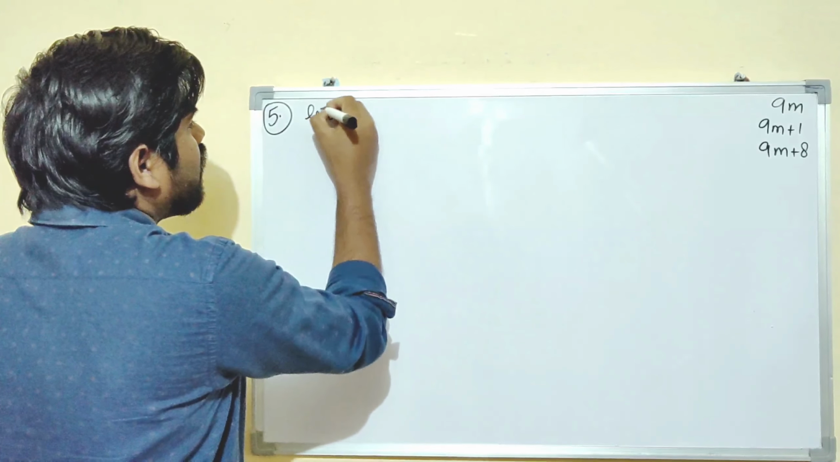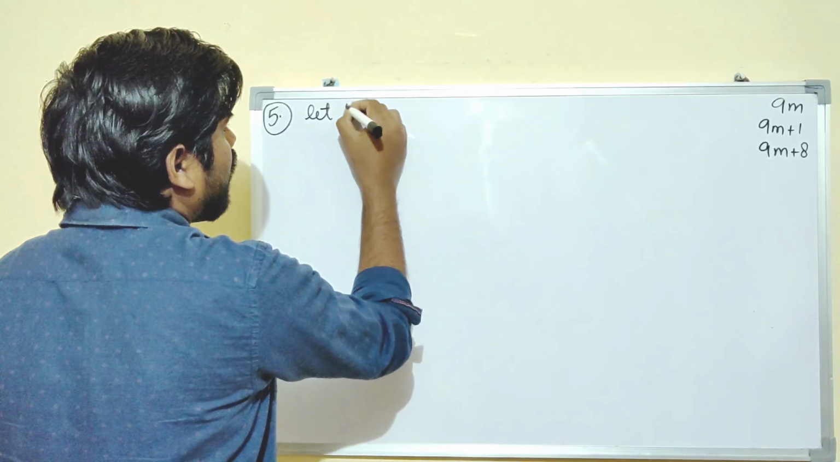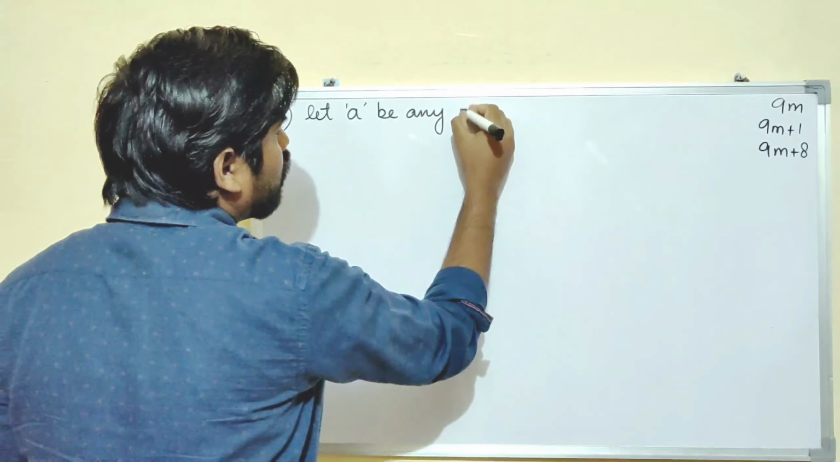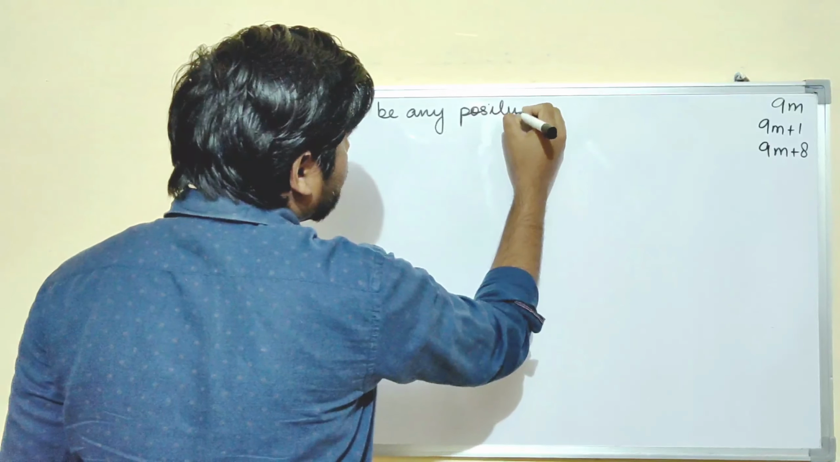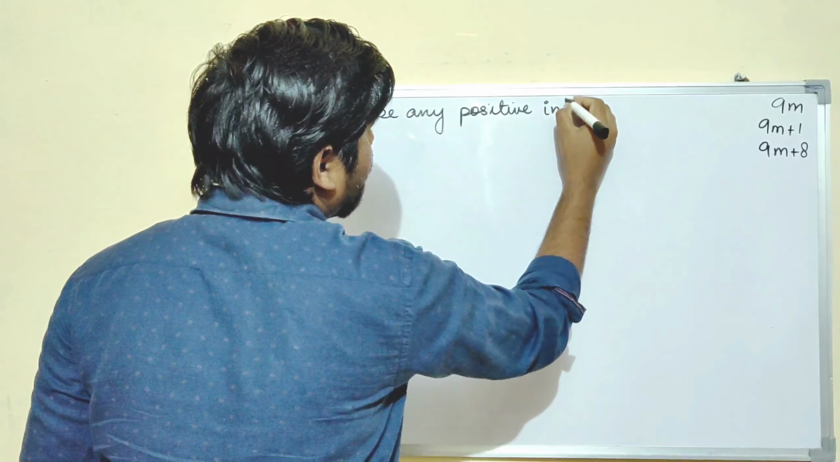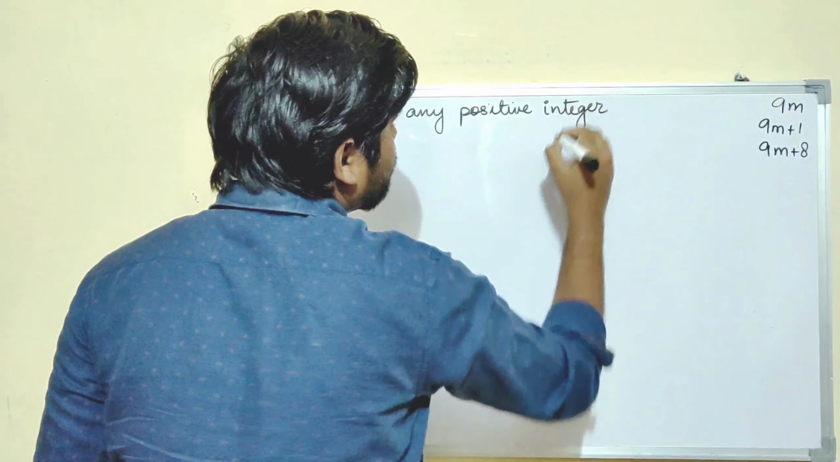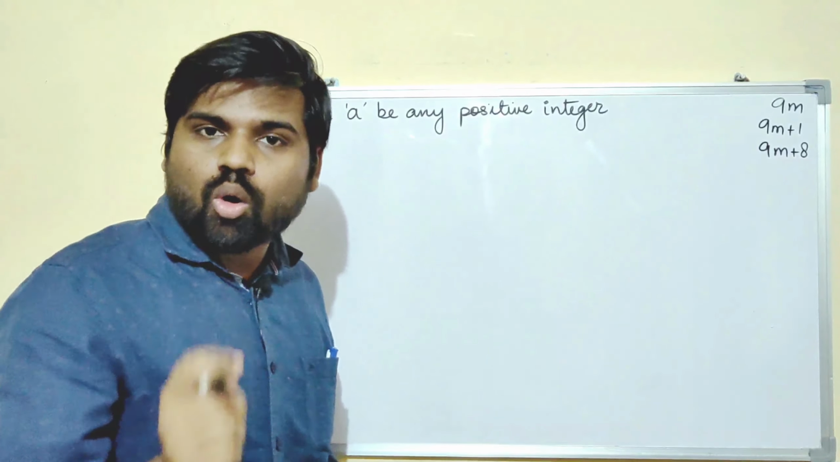Let us begin that. Let a be any positive integer, right? We are taking any positive integer, because in the question it is not mentioned that we have to take odd or even.